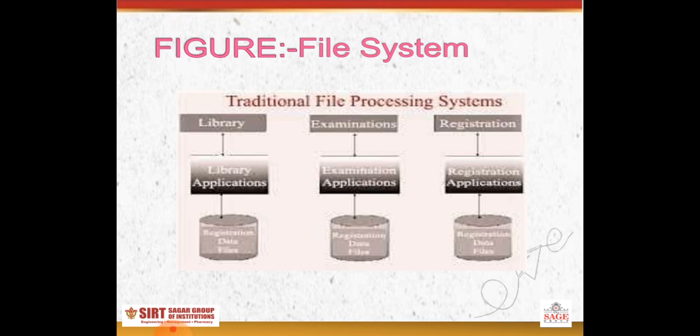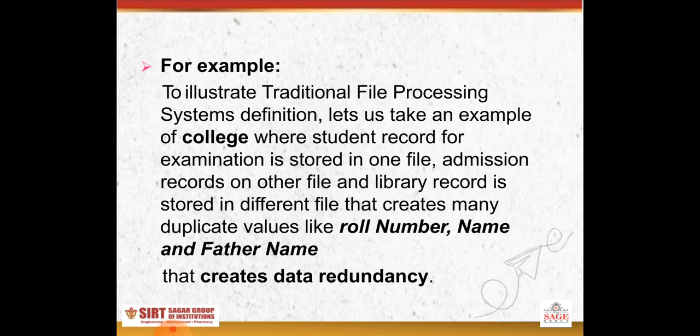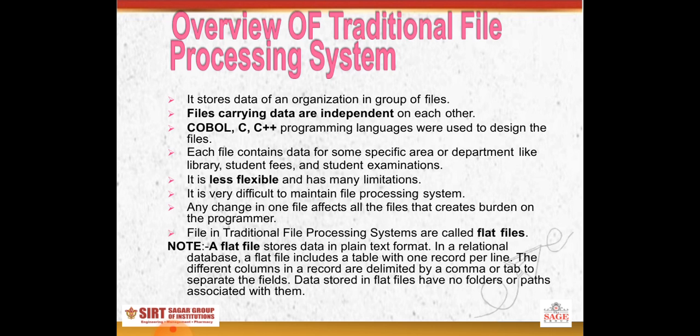This is the diagram of the traditional file processing system. Here, each department has its own set of applications and its own information stored on a magnetic disk or tape. To state the traditional file processing definition, let us take an example of a college where student records for examination are stored in one file, admission records are stored in another file, and library records are stored in a different file. That creates many duplicate values like roll number, name, father name, and that also creates data duplicacy or data redundancy.